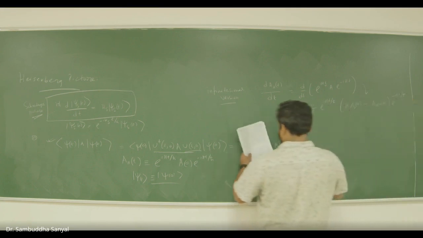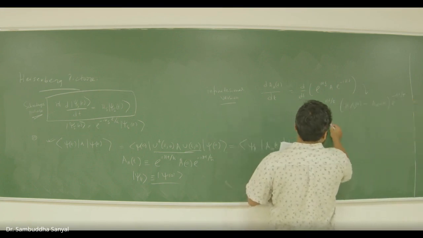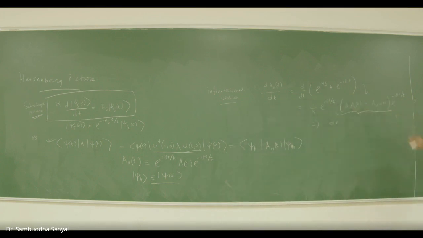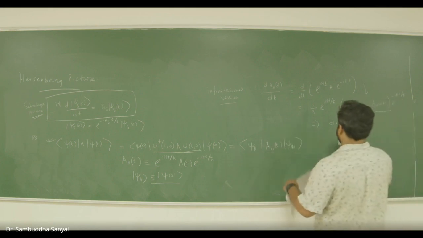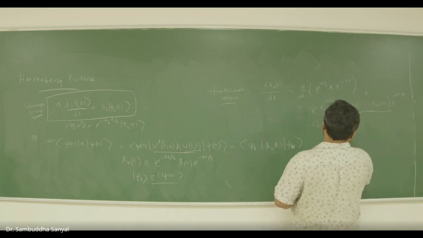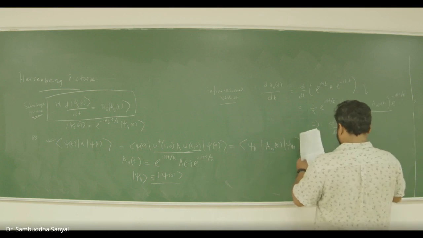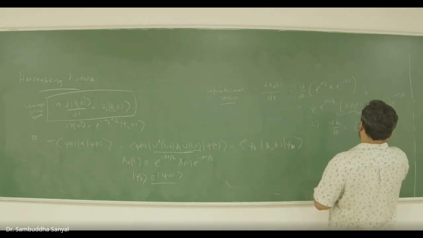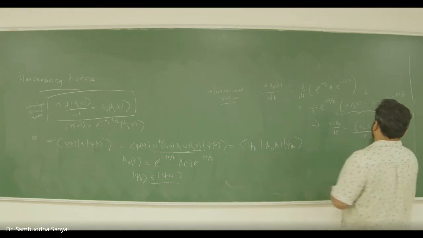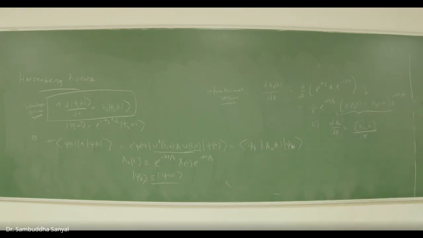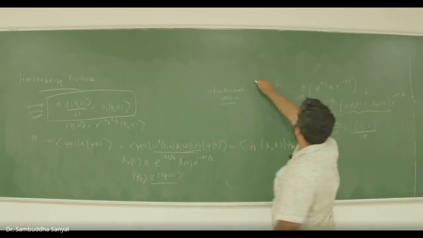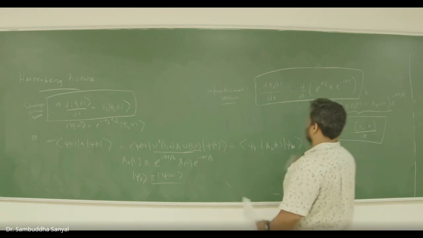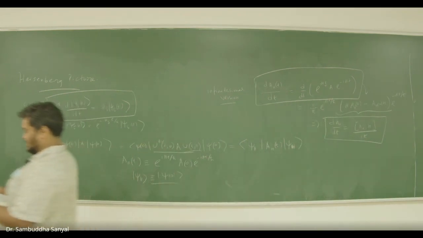Okay. So therefore that tells me, this is nothing but a commutator, right? HA minus AH. So starting from here, convince yourself that you get this. This is just 2 lines of algebra.